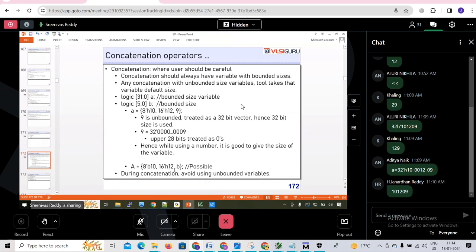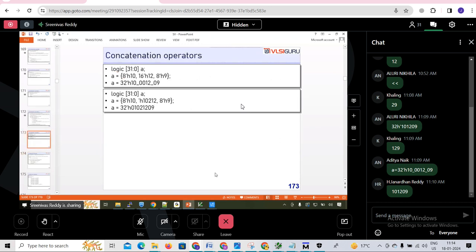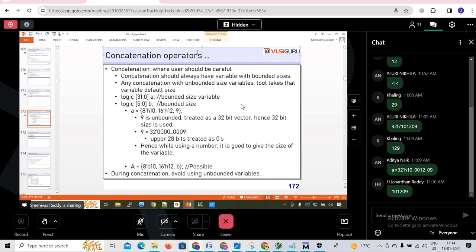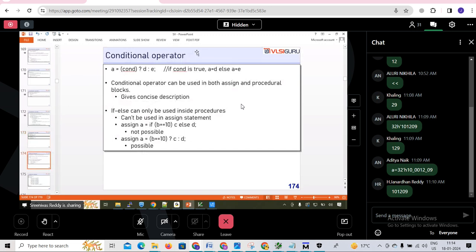You can even use B here. During concatenation, avoid using unbounded variables. This is about concatenation. Next, operators. Conditional operator.